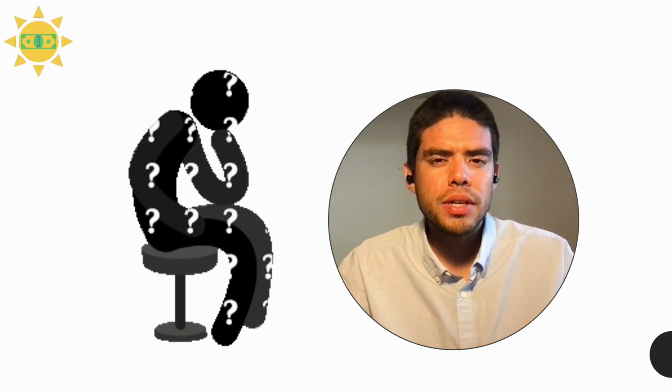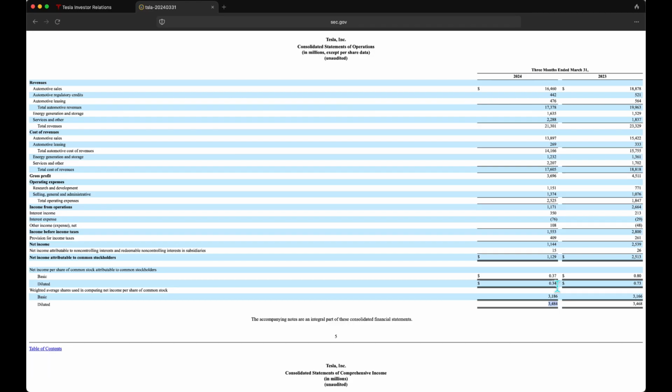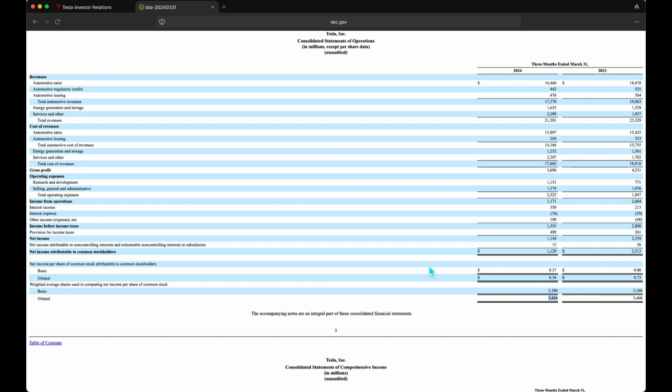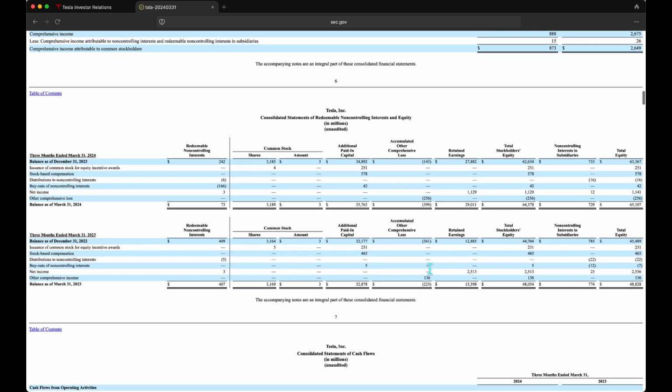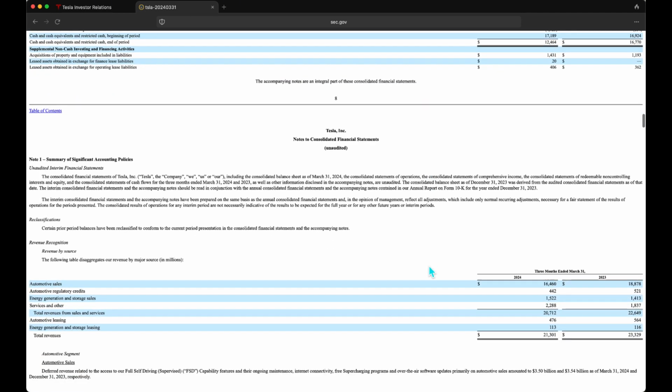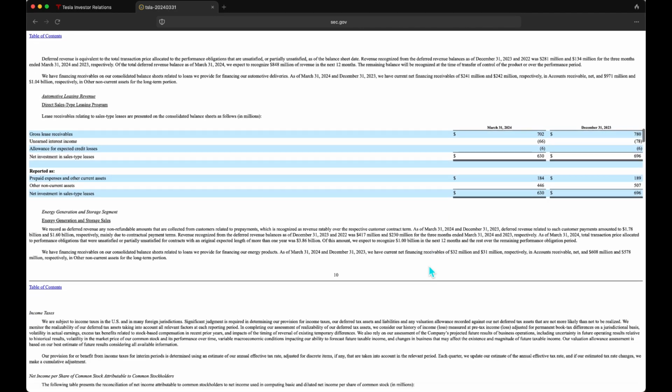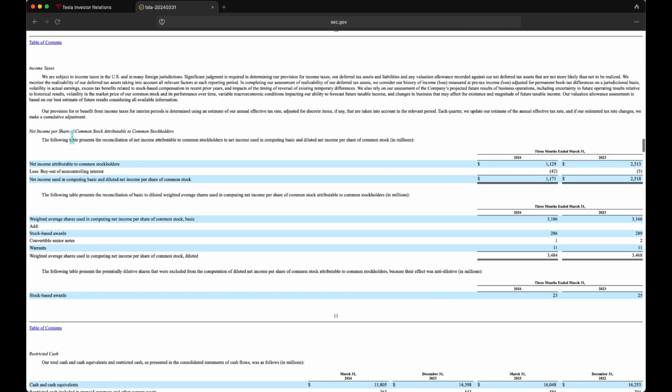Now, why are these values not leading to the correct EPS value? Well, we are missing some numbers which are lower down on the balance sheet. Let's take a quick look. If we go a little farther down, we can see the values that are being used. So when we scroll down, we go right here. Right here. So we can see net income per share of common stock attributable to common stockholders.